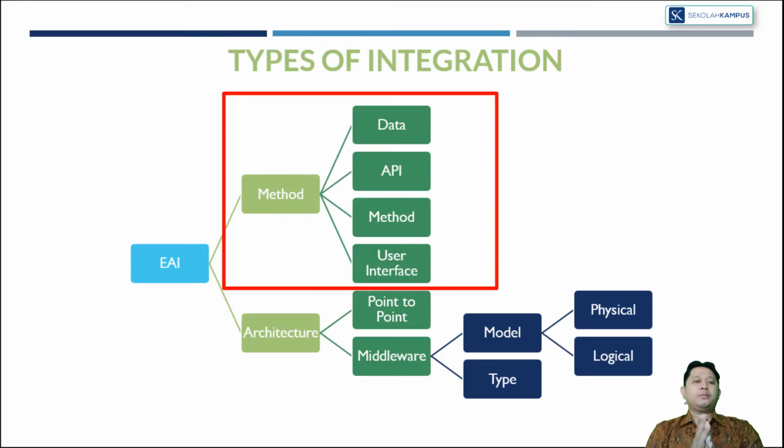Okay, from this video you have learned the types of integration. As you can see, there are four types of integration. The first one is data, the second is application or API, the third is method, and the last, the fourth, is user interface. I think you understand these types of integration well enough.